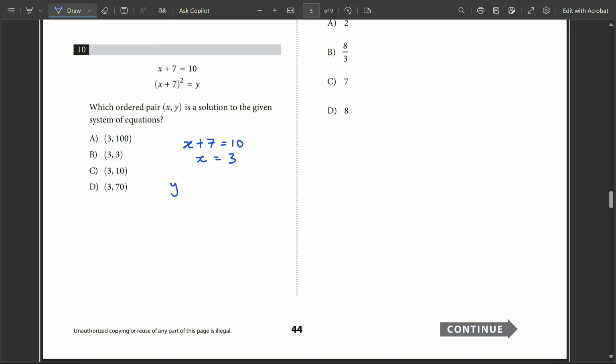Now we want to find out our y. So where we have x, we substitute with 3. So that would be 3 plus 7 squared, which is the same as 10 squared, and that is 100. So our coordinates, that's x, y, would be 3 and 100, and the answer is A.